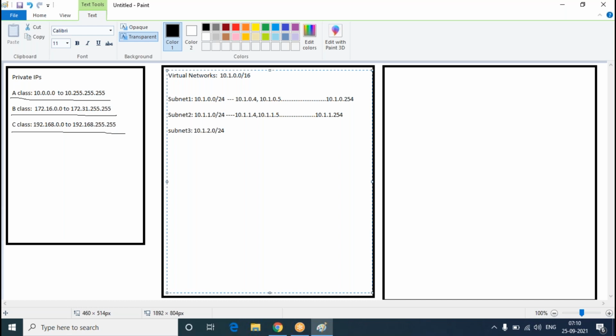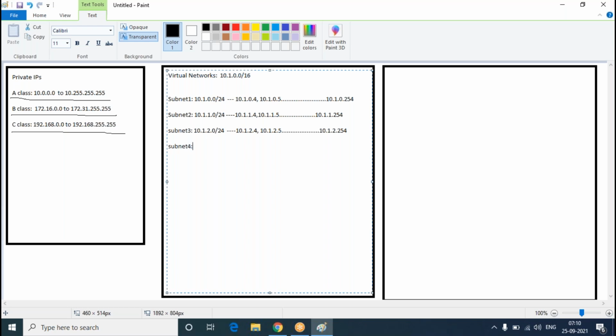10.1.2.0/24. And then this will release the IPs 10.1.2.4, 10.1.2.5. This can grow again up to 10.1.2.254. This way. Subnet 4. Last. Let's talk about that.